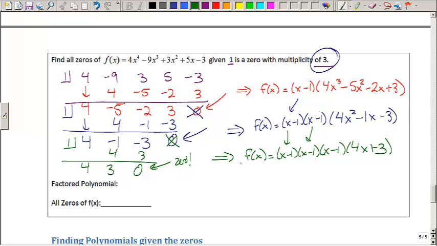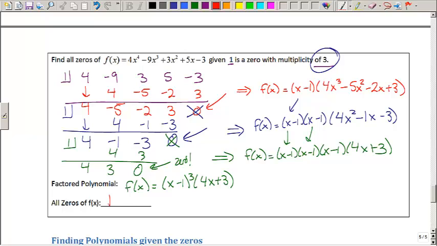So this is my factored polynomial. I could rewrite it instead of x minus 1 times x minus 1 times x minus 1, I could rewrite it just x minus 1 cubed. And now I'd like you to tell me all of the zeros.